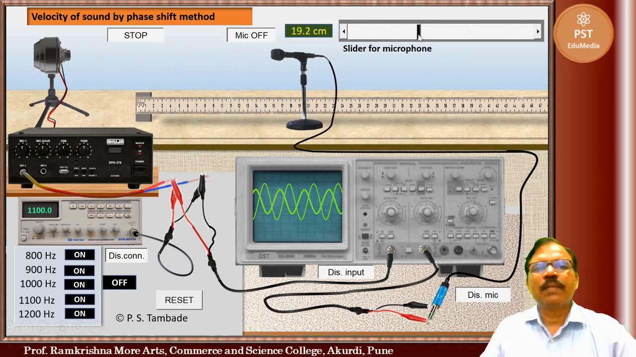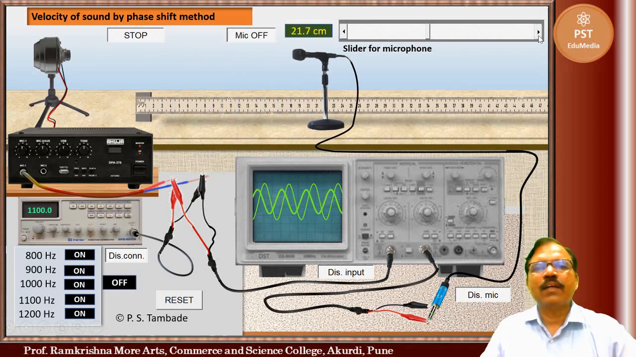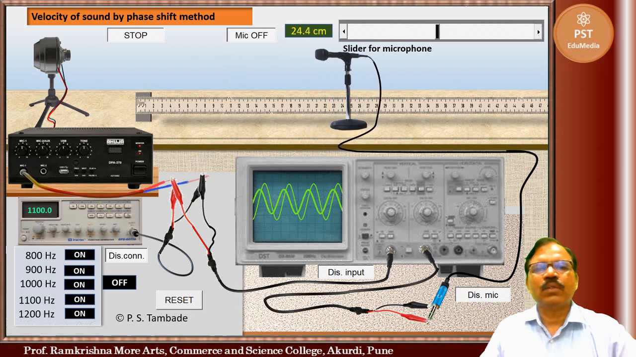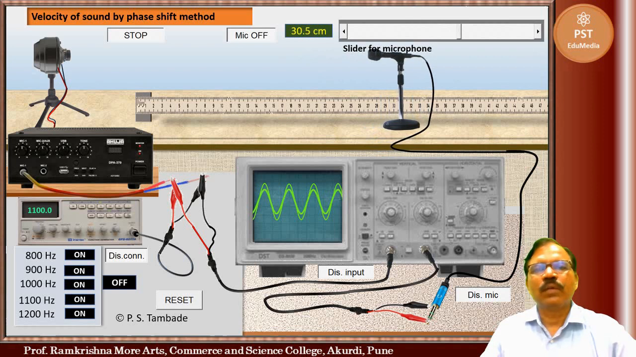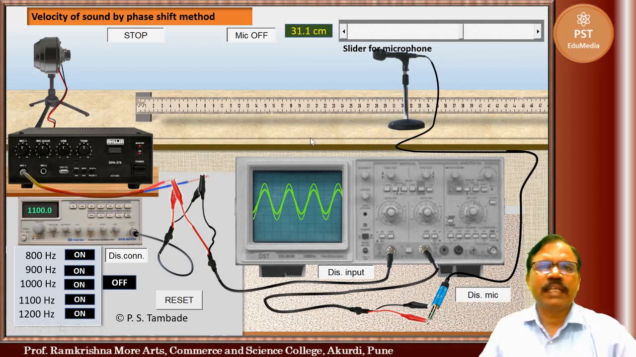One complete cycle shift means a 2 pi phase shift and a 1 wavelength shift. So a distance change is a 1 wavelength change. So when we measure distance, we are measuring wavelength. Now it is 31.1 centimeter. Now turn this off.